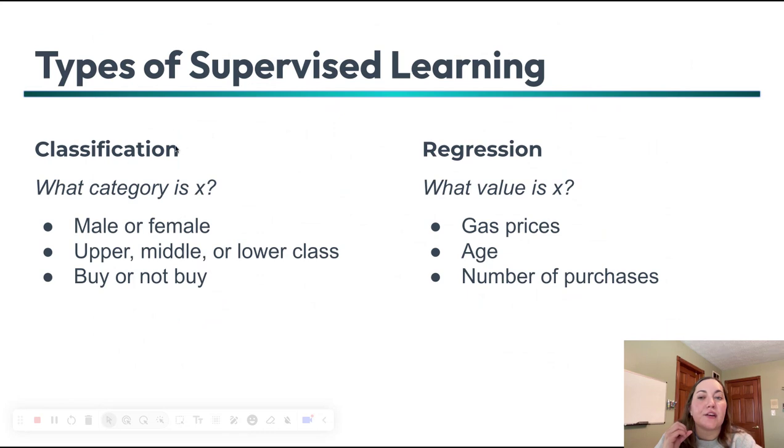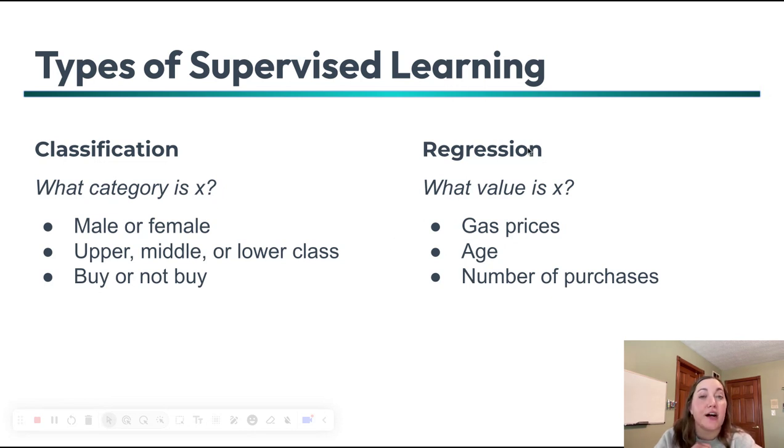And that specific value can be a classification model, so a category, predicting male or female, upper, middle, lower, buy or not buy. One really common one is churn modeling. So are you going to stick with your current cell provider or are you going to leave for a different company? There's also regression modeling, which we're going to do next week.